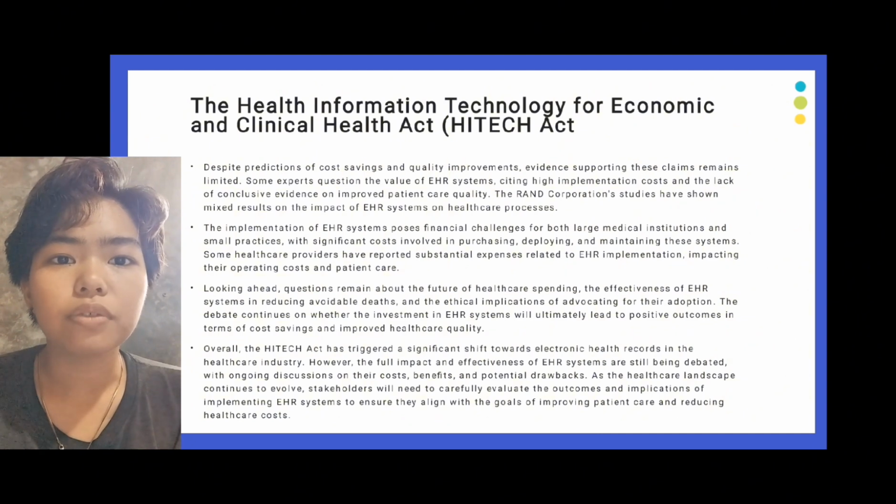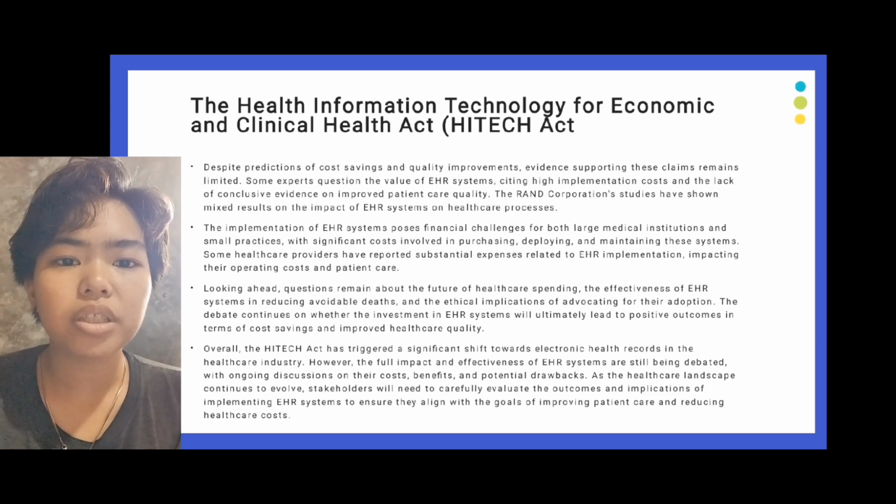However, the full impact and effectiveness of EHR systems are still being debated, with ongoing discussion on their costs, benefits, and potential drawbacks. As the healthcare landscape continues to evolve, stakeholders will need to carefully evaluate the outcomes of implementing EHR systems to ensure they align with the goals of improving patient care and reducing healthcare costs.